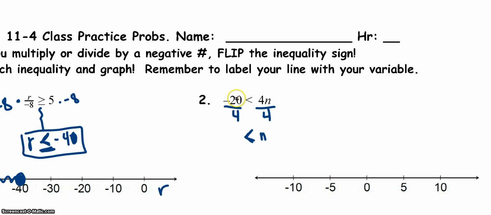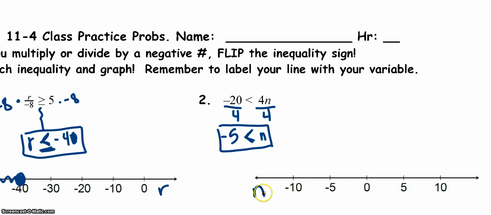-20 divided by 4, again my signs are different, so my answer is going to be negative. And -20 divided by 4 gets us -5. The quotient is -5 is less than n. That is my final inequality answer, so I'm going to graph that solution.